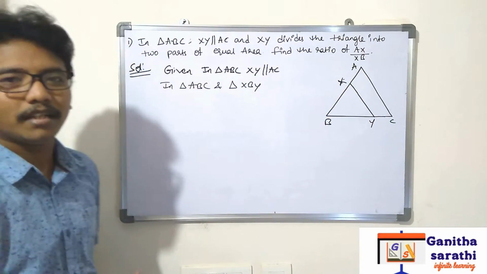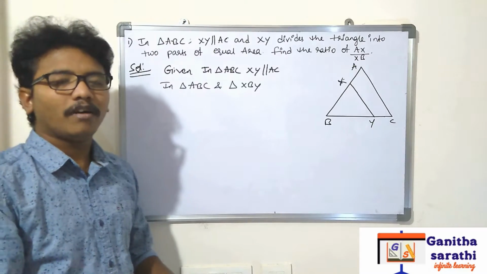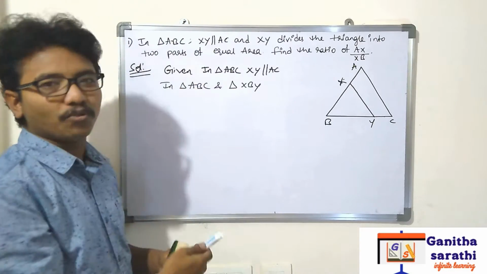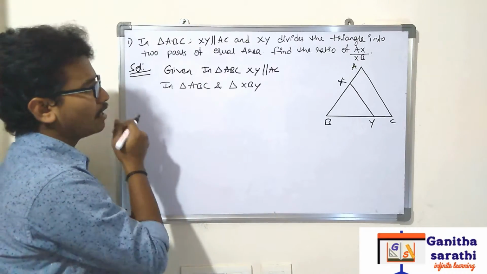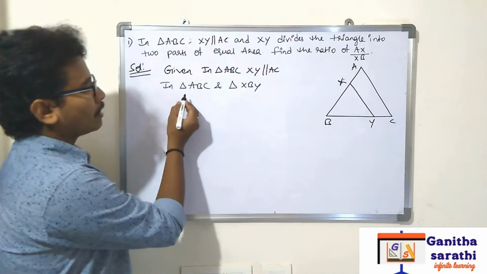Two triangles. First, you have to make them similar. Why? Because what is our theorem? The ratio of areas of two similar triangles. So first we have to make these two similar. For making them similar, what are we taking? We can take angles.